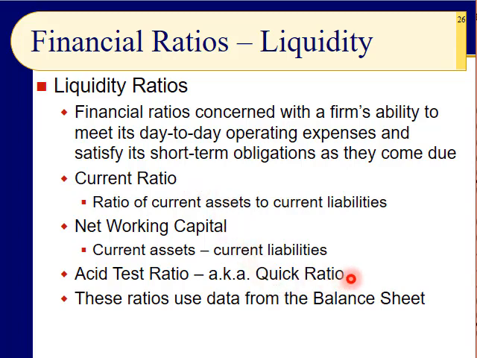What a great name, huh? Also called the quick ratio. These financial ratios are concerned with the firm's ability to meet their day-to-day operating expenses and satisfy their short-term obligations. In other words, can you make payroll? Can you pay the rent? Can you buy the material you need to build what you're building? And so the current ratio and the quick ratio or acid test ratio are measuring that. The net working capital, as we'll see, measures something very similar. We're going to take a look at the balance sheet for these.